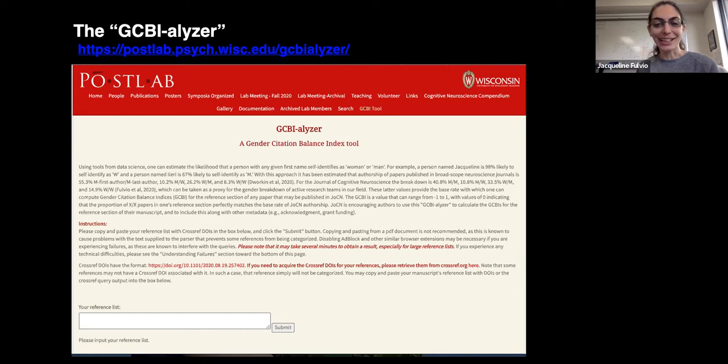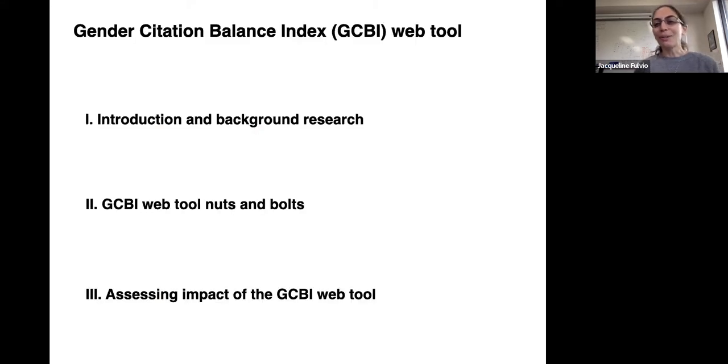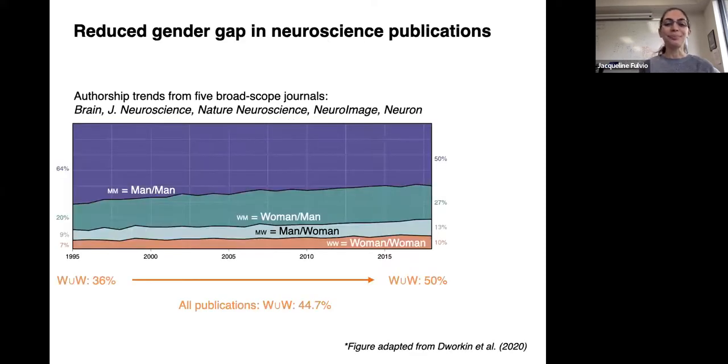Before we jump into the nuts and bolts of the tool, though, I just want to begin with an introduction describing some of the research that motivated its development. Then I'll show the tool to you in action, describe what happens a little bit under the hood, and then I'll come back, as Pearl said, to the bigger picture and briefly discuss how the tool is currently being used and our recent assessment of its impact.